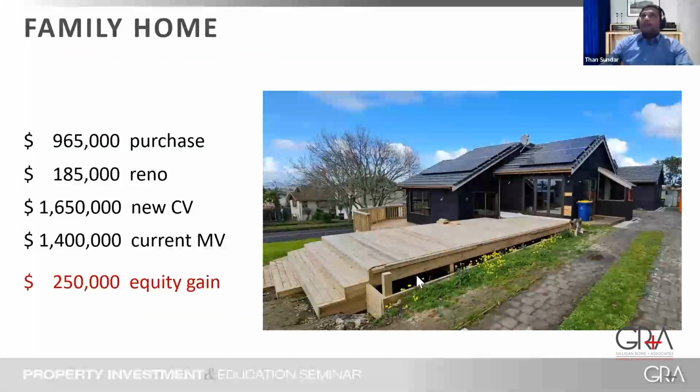The home was purchased for 965. Spent about 185K in renovation. The current CV is about 1.65. Current market value is probably 1.4. So I've got 250K worth of equity gain. And at the peak of the market, I would probably easily have been able to sell it for 1.6, going by what the CV was. So I'm just sitting on it and having that equity that I could recycle for other projects, other deals, other opportunities that I come across.